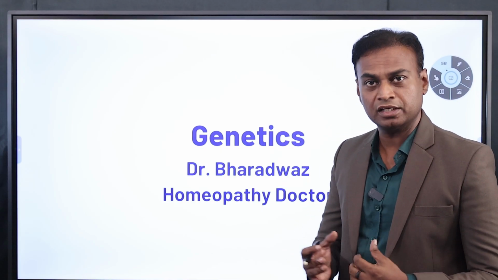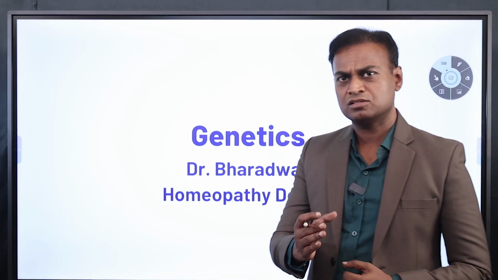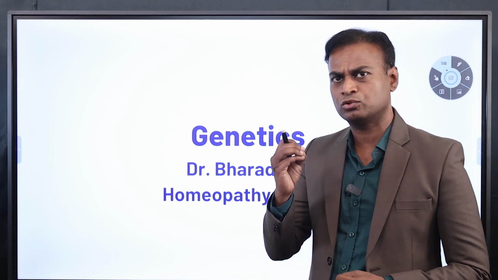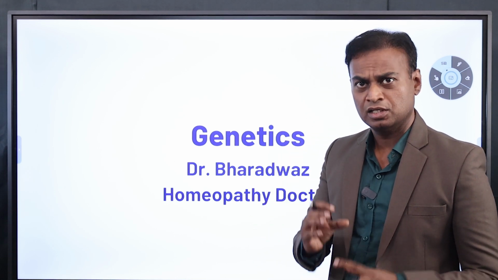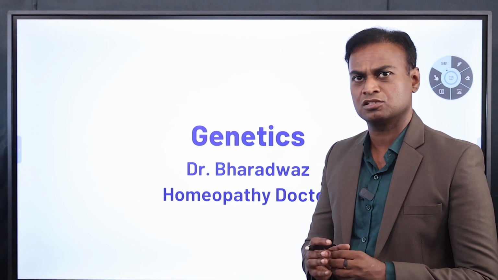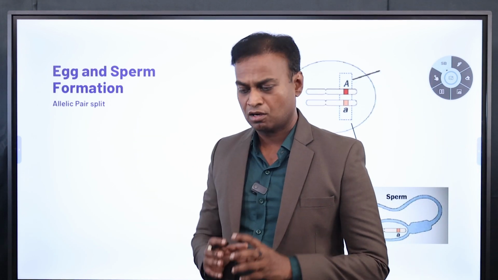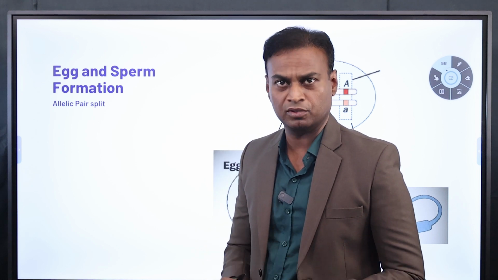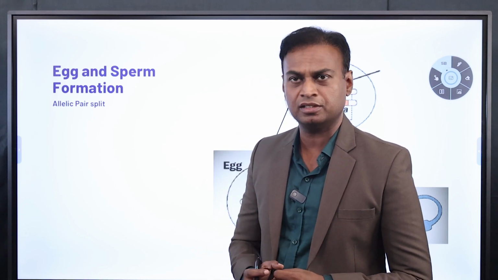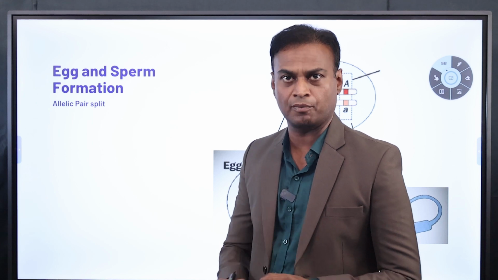Before we go on to the genetic causes of autism, parents of all autism kids should know two concepts about genetics. I will try to explain these concepts as simply as possible. The first one is egg and sperm formation: how the egg and sperm are formed, and what happens to the genetic material when the egg and sperm are forming?